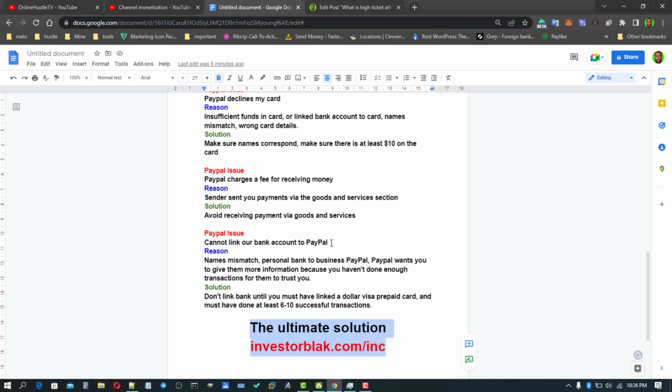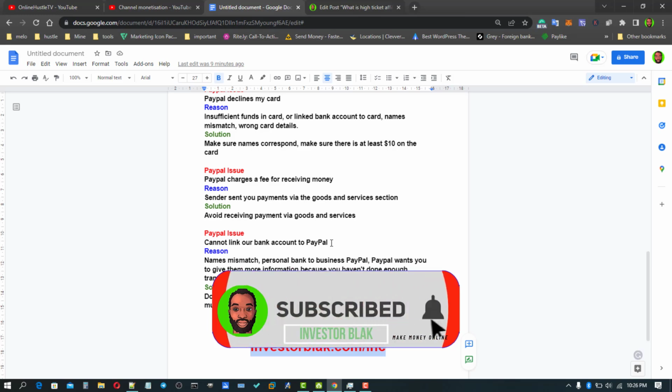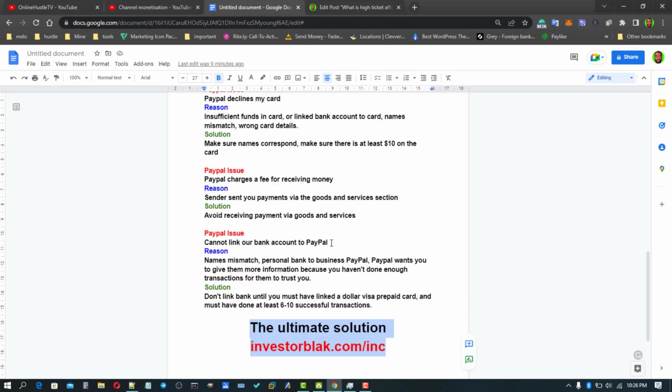Apart from that, you should also avoid doing big transactions. In your first few months on PayPal, try to stay under the radar. Do transactions below $50, $30, $20, $10. Just keep repeating those little transactions. Then you can start increasing gradually.